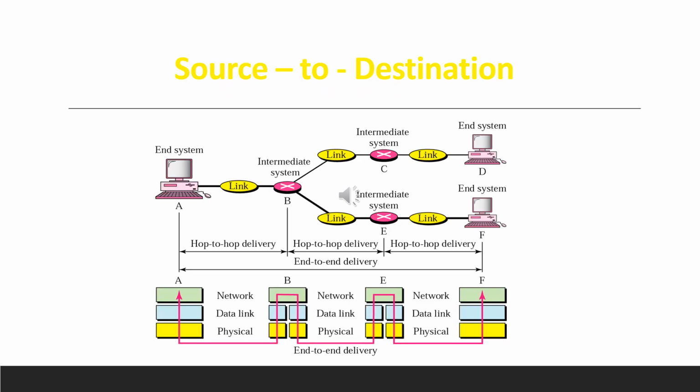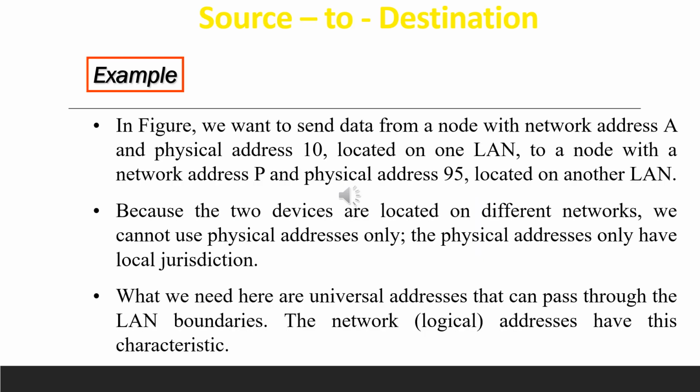Where data link layer is responsible for hop to hop delivery, the network layer is responsible for end to end delivery, means source to destination delivery. We want to send the data from a node with network address A and physical address 10 located on one LAN to a node with a network address P and physical address 95 located on another LAN.